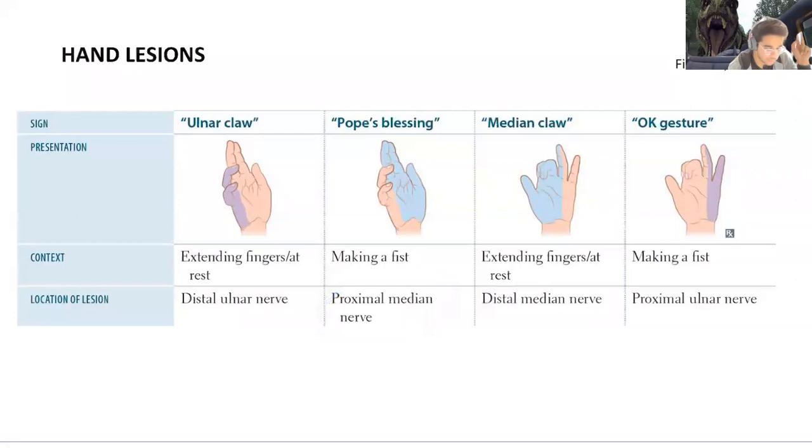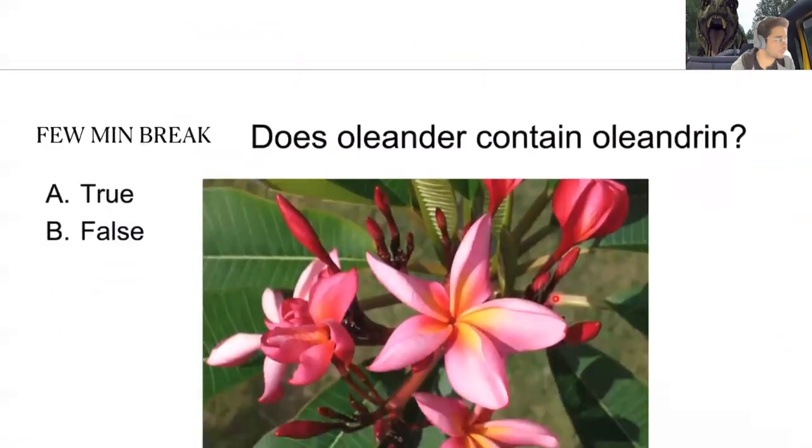Now you ask them to spread apart their hands, right? That's the extension at the fingers and at rest. That's the distal median nerve. And then the OK gesture, right? That's coming in by making a fist. That's the hypothenar. So that's the proximal ulnar nerve versus the ulnar claw. That's the distal ulnar nerve. Okay. Make sure you guys know this clawing of the hands based off of various situations.